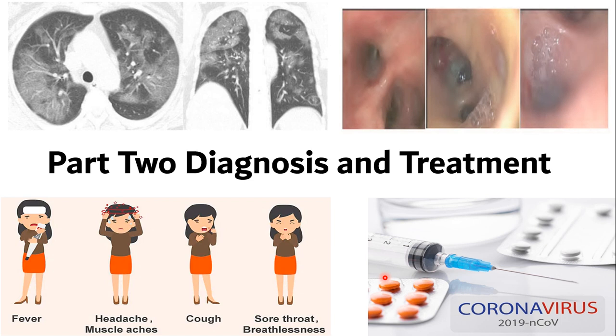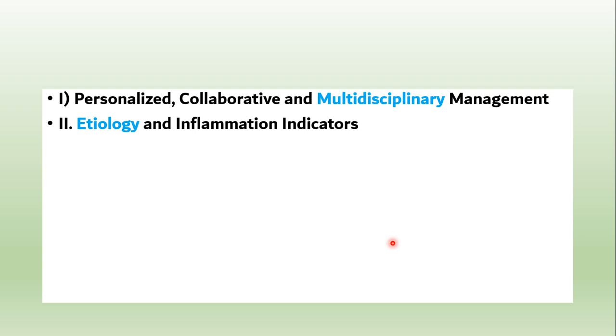And I'm done with this part. In the next part, we will start part two from the book. The title of part two is diagnosis and treatment. In the first episode, we'll talk about personalized, collaborative, and multidisciplinary management. Then we'll also talk in the same episode about etiology and inflammation indicators.